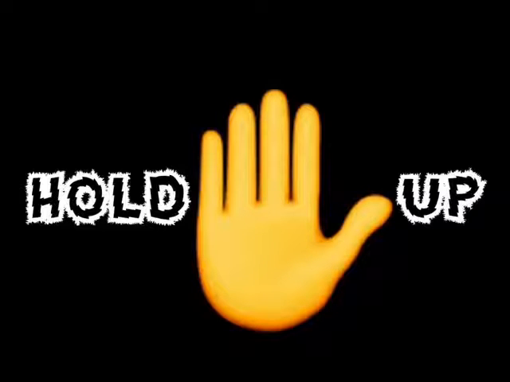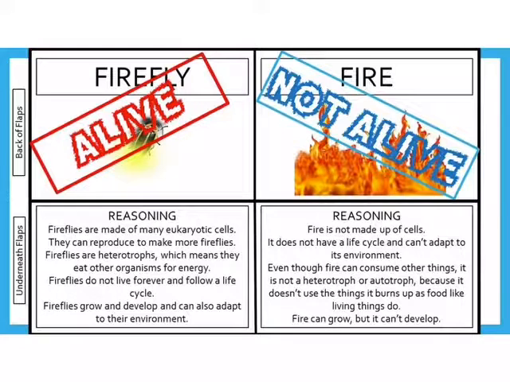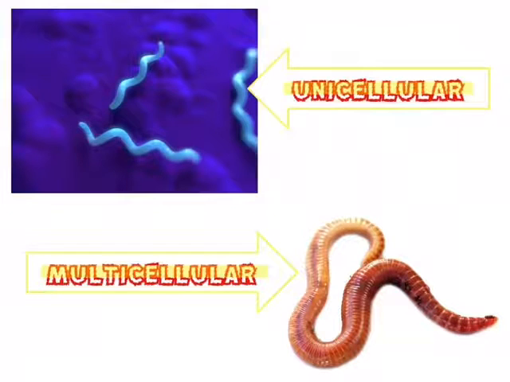All right, hold up, because before we go any further, we need to do a quick review of a few things that we learned in 7th grade. You might remember last year we did a project called Alive or Nah, where you chose 2 things and you explained why one was alive and why the other wasn't. And there are lots of reasons we learned about for why things are alive, like they're made of cells, they can reproduce on their own, they need energy, they follow a life cycle, they eventually die, and they grow and adapt to their environment. We also learned about the difference between unicellular and multicellular organisms.